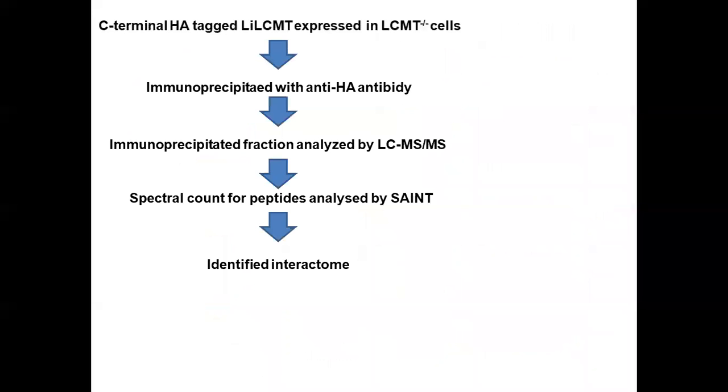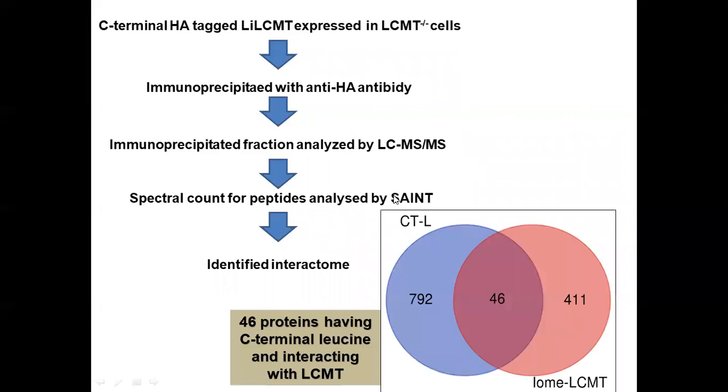Now, in order to decipher its interactome, we expressed an HA-tagged version of LCMT in LCMT knockout cells. We immunoprecipitated that with anti-HA antibody and analyzed the immunoprecipitated fraction with LC-MS/MS. The peptides that we identified, we further analyzed through a pipeline called SAINT, which is a probabilistic pipeline for identifying potential interactomes after obtaining LC-MS/MS data, and thereby we identified a candidate interactome for LCMT from this parasite. This candidate interactome includes 411 proteins, and interestingly, out of these 411 proteins, 46 proteins harbor leucine at their C-termini.